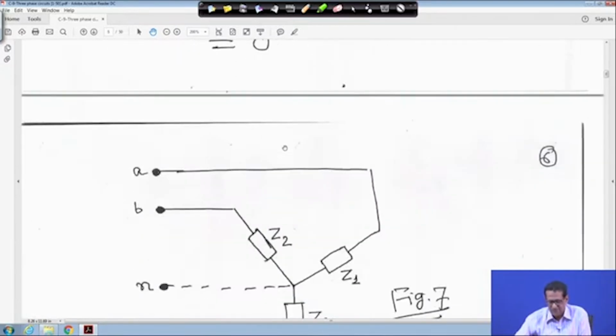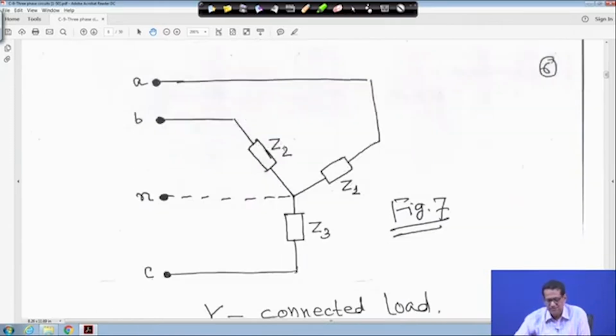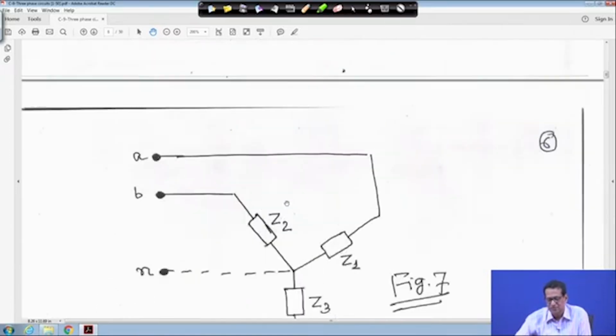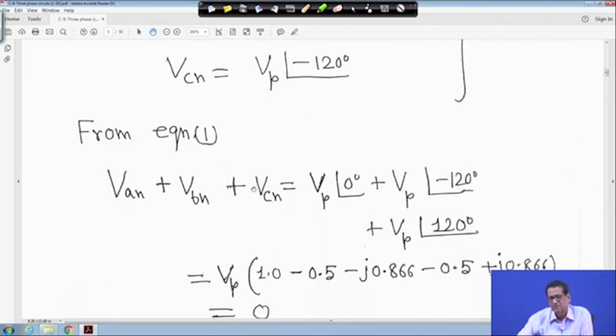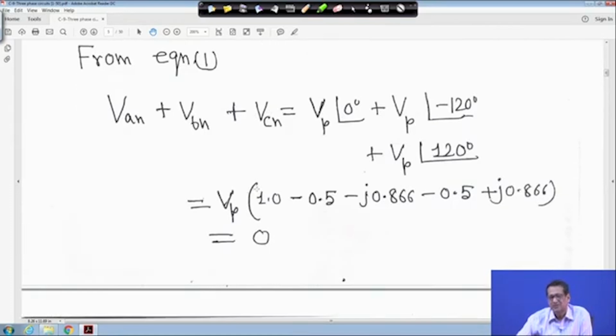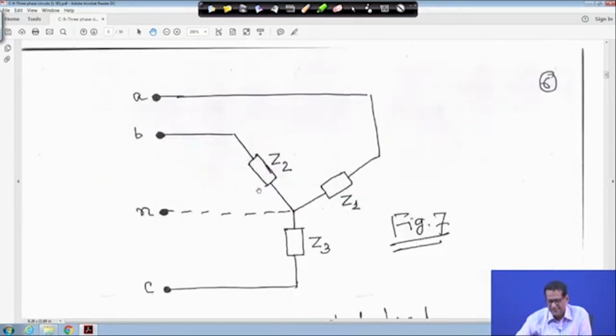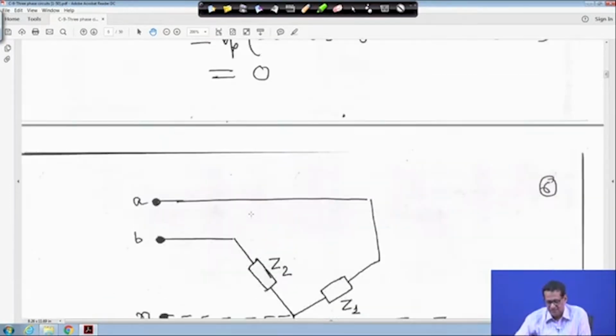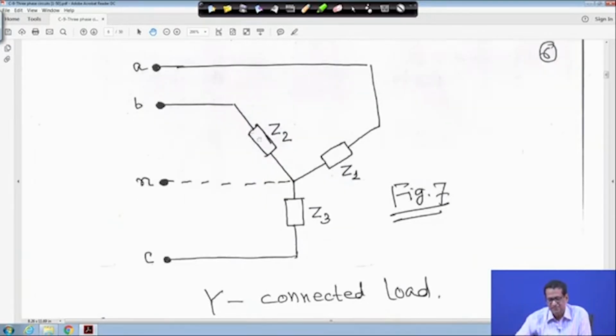So now the question is about the star connected load. Whatever we saw was for a star or delta connected source. Now we will see the star connected load. In this case I have made it a star connected load. This is Z1, Z2, Z3, and the star connected load will be balanced, and phases A, B, C are given. This neutral dash line is given. It may be there, it may not be there.